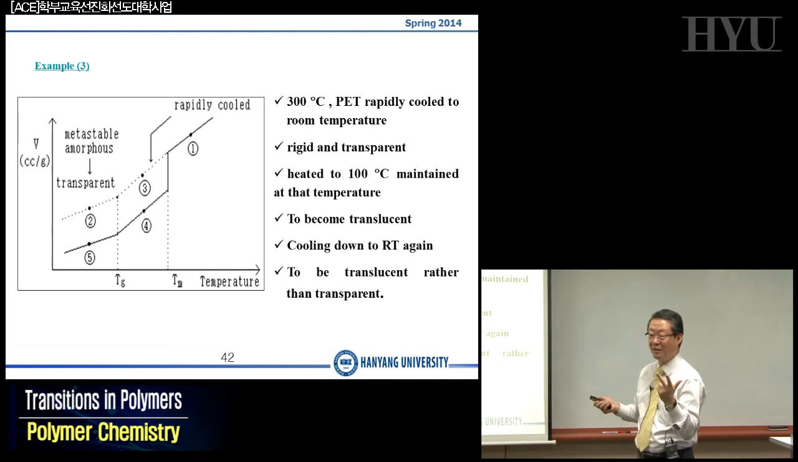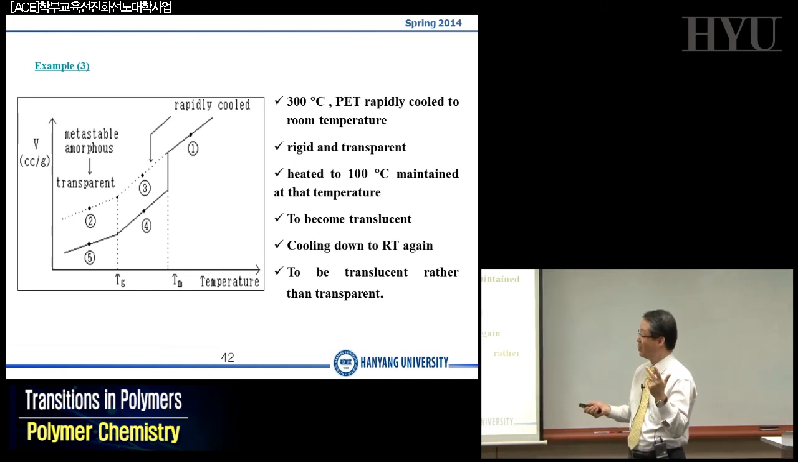Okay, anyway, he changed his mind. First route is 2, 3, 1. Second route is 2, 5, 4, 1. Third route is 2, 4, 1. Okay. Any other answers?